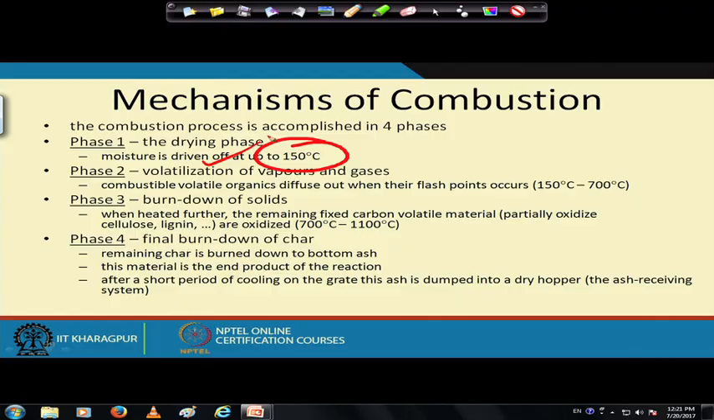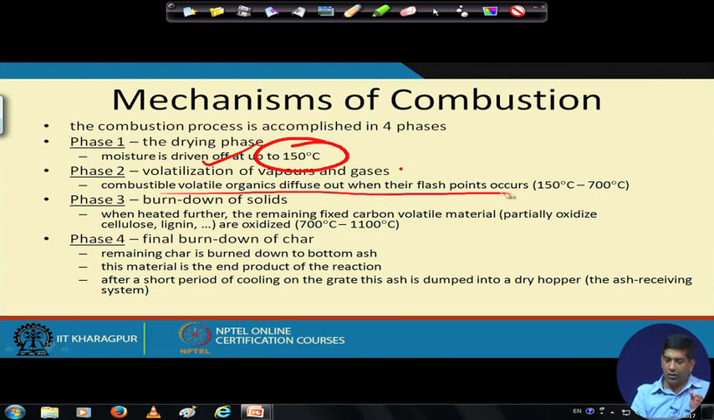In the second phase, we have volatilization of vapors and gases. We take the temperature to around 700 degrees centigrade, and then we are volatilizing all those vapors and gases that are formed. The volatile components, the volatile solids, we measure at 550 degrees centigrade.